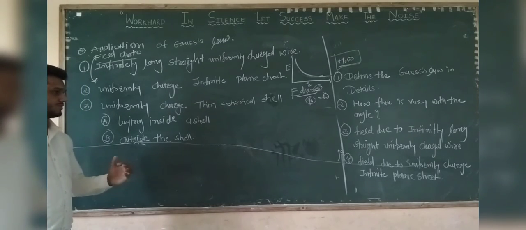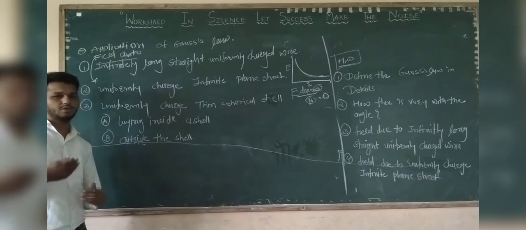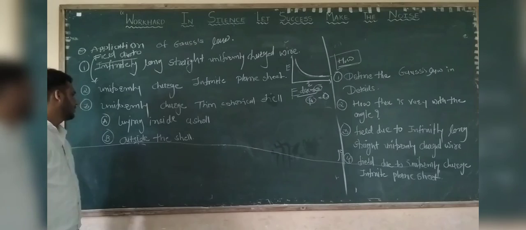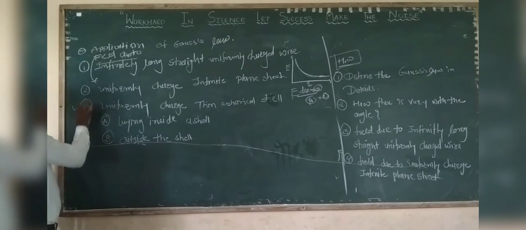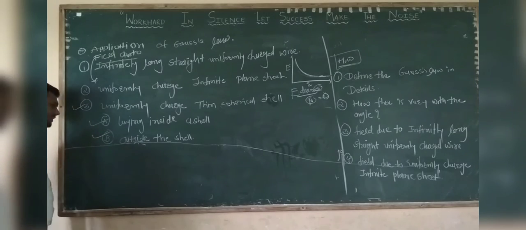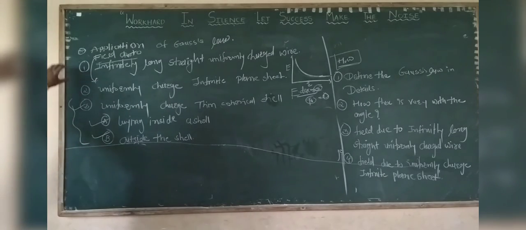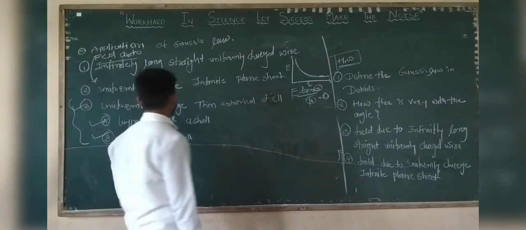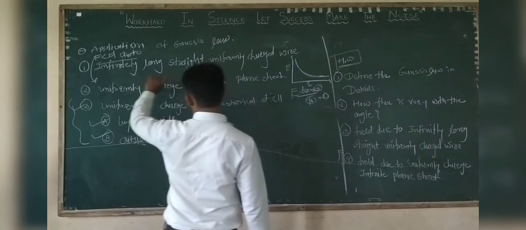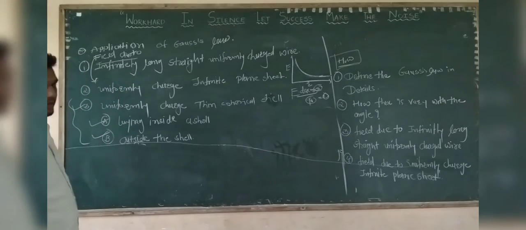So today we have discussed this much only. After this, we will talk about the remaining topic: the uniformly charged thin spherical shell, with points inside the shell and outside the shell. We will discuss it in our next video. So far we have discussed the first topic, Gauss law, then the second, the infinitely long straight wire, and the third, the uniformly charged infinite plane.